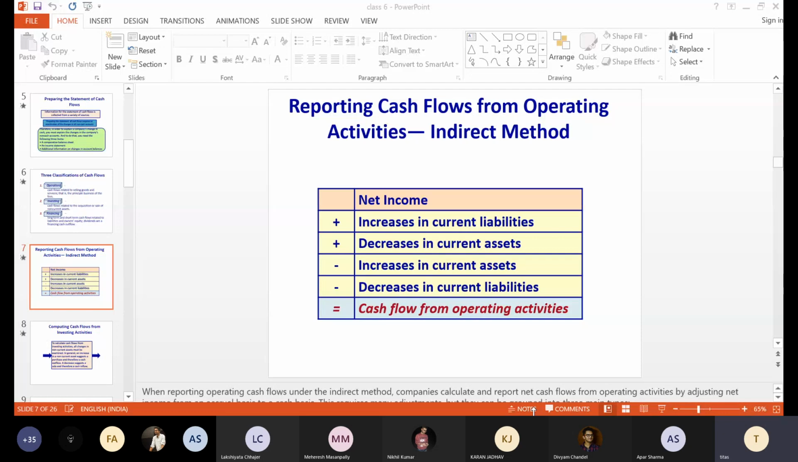So let's start with the operating cash flow. Ma'am, we'll do it with the indirect method, right? Indirect method. Always indirect method. So just tell me, in operating cash flow, which cash flows do we consider? Cash flow from operations, like current asset change, current liabilities change. So we consider this as cash flow from operations.